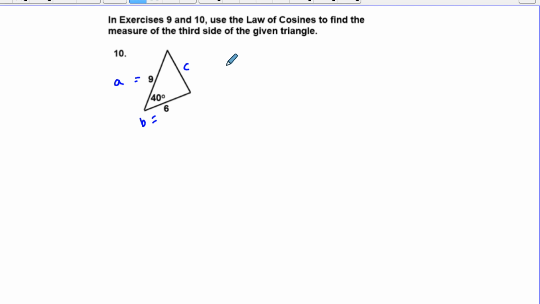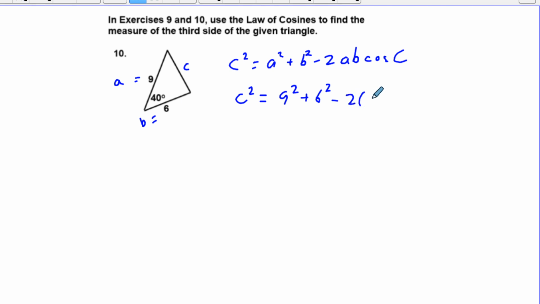So we have C squared is equal to, I'll just write the formula, A squared plus B squared minus 2AB cosine C. And so that's going to be C squared is equal to 9 squared plus 6 squared minus 2 times 9 times 6 times cosine 40 degrees.